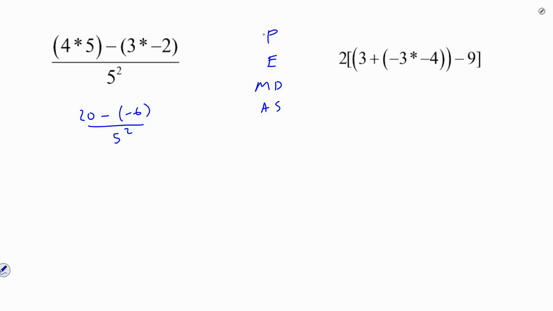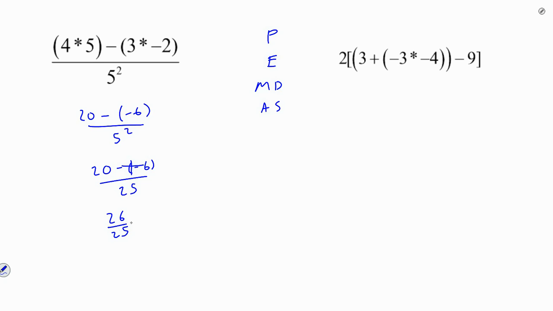Next, I look at my exponents and I see 5 squared, so that's 5 times 5, which is 25. So I have 20 minus negative 6 over 25. Next, I look for multiplication and division. Well, I don't have any, so I'm going to go straight to addition and subtraction. So I see here 20 minus negative 6. Well, 20 minus negative 6 is the same thing as 20 plus 6, so I get 26 over 25.